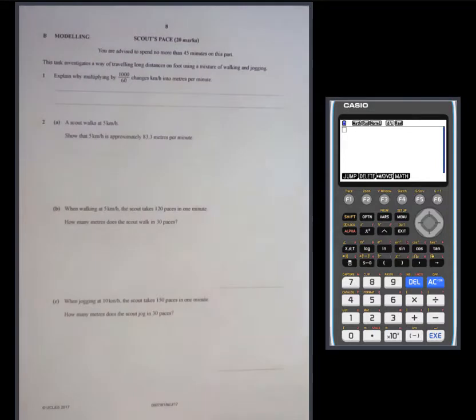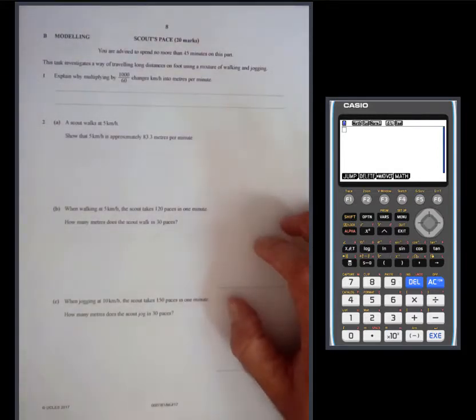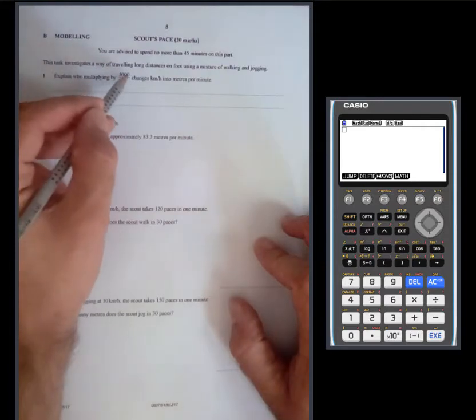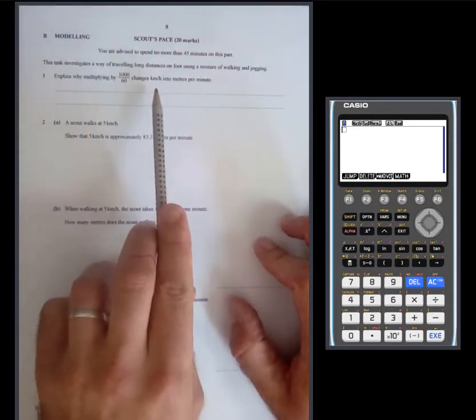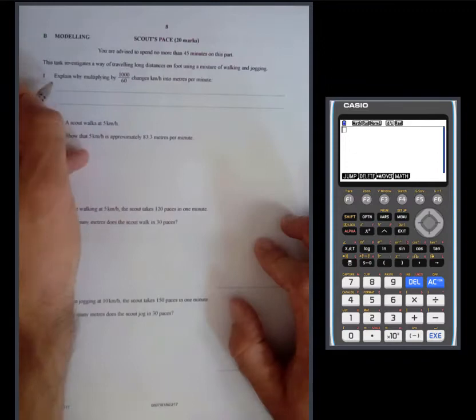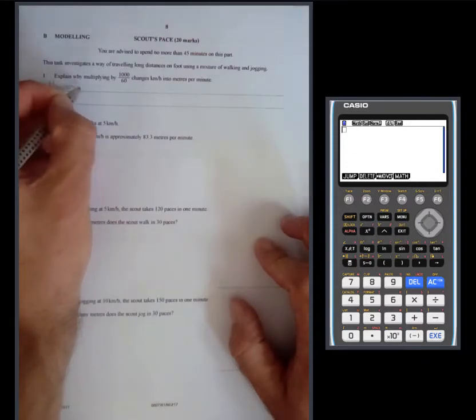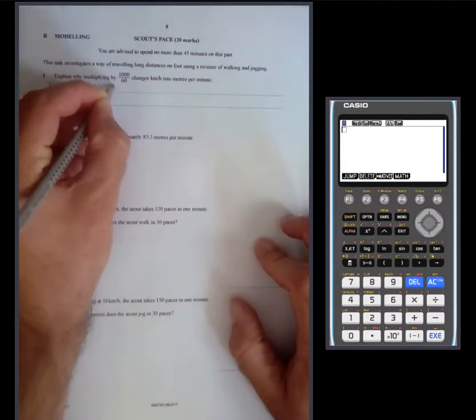Number 1, explain why multiplying by 1000 over 60 changes kilometers an hour into meters per minute. Right, so I think just giving you 2 lines is a bit harsh, but it does seem to be a theme with these papers, unfortunately. I think they don't want you to write much. But basically, the 1000 is the conversion factor between meters and kilometers. So you know that 1 km equals 1000 meters.